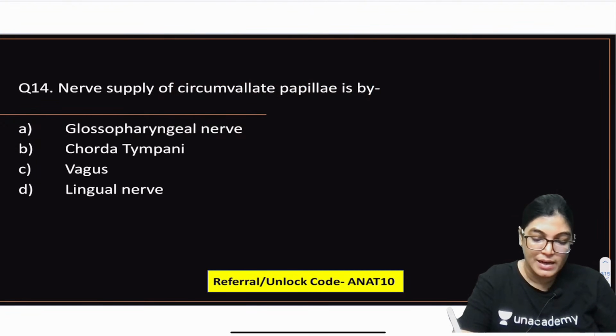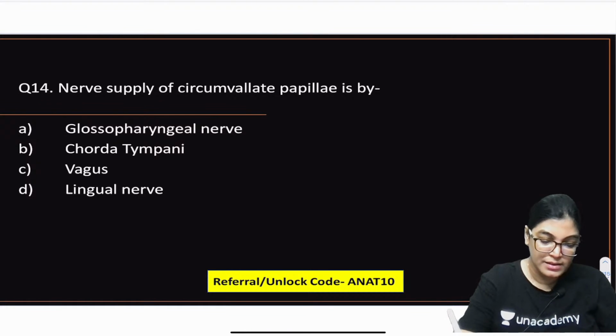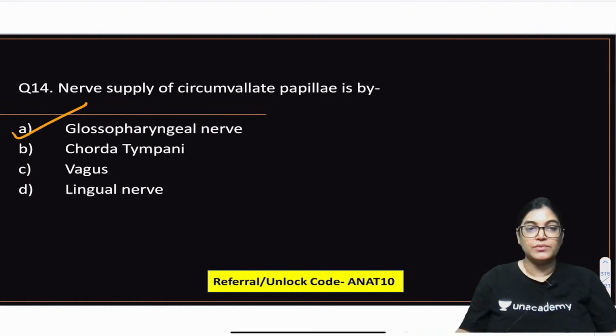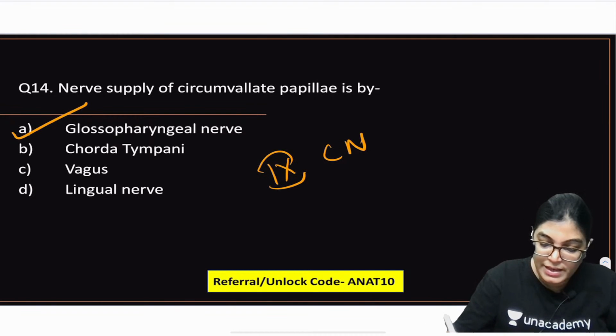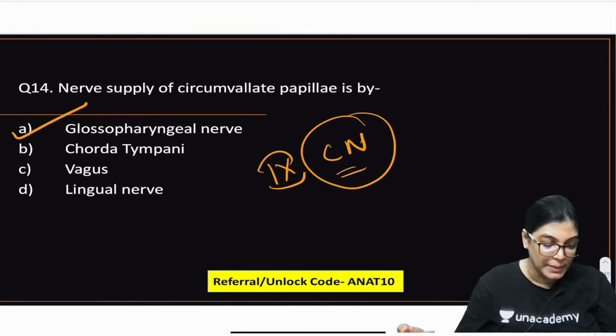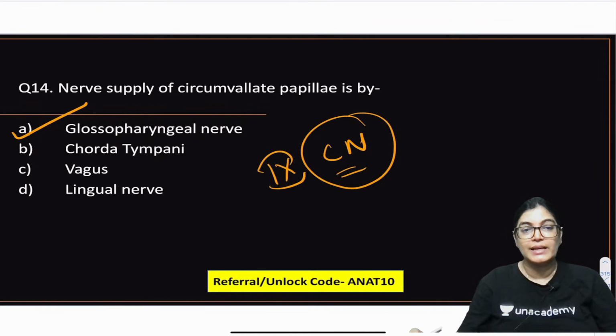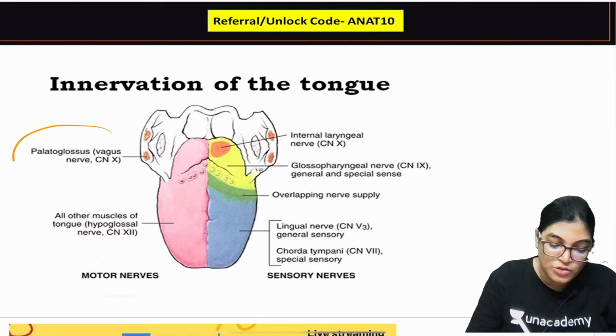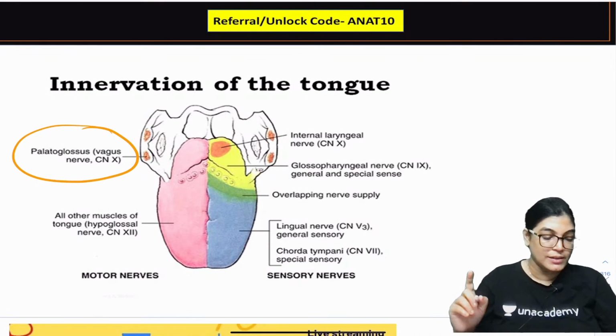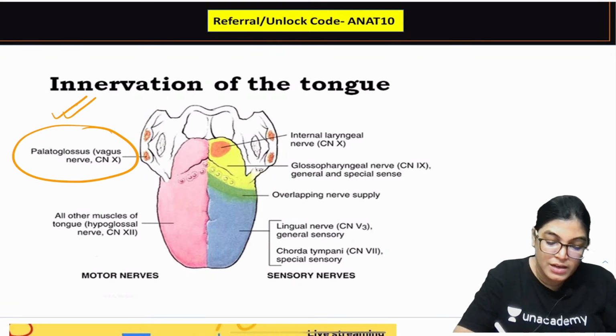The nerve supply of the circumvallate papilla, the correct answer is the glossopharyngeal nerve. Okay, glossopharyngeal, the ninth cranial nerve, is innervating the circumvallate papilla. Yes, absolutely right. So let me show you a diagram for the innervation of the tongue. Palatoglossus is the only muscle which is innervated by the vagus nerve.